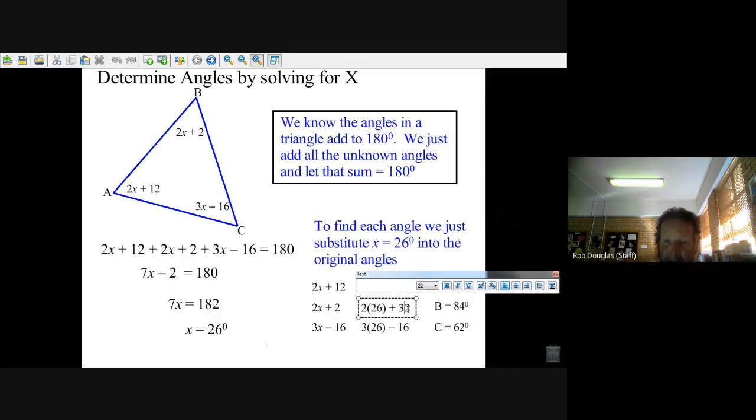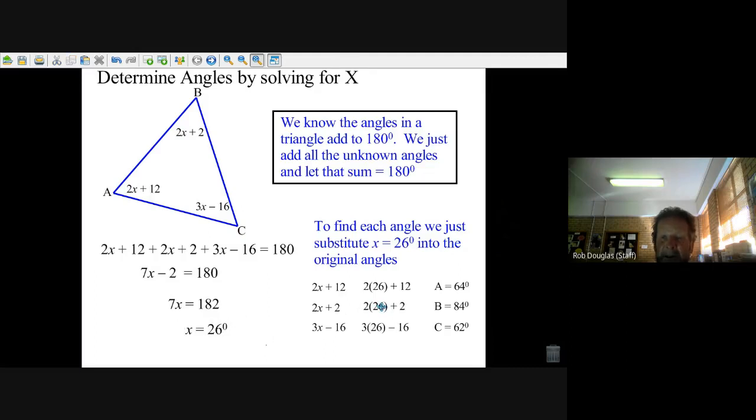2x plus 2 is 2 times 26 plus, and it should be plus 2. So it looks like there's a mistake here. It should be 2 times 26 plus 2, and that would be 2 times 26 is 52, plus 2 would give me 54 degrees. It's a good thing I did this video. I can fix up the notes that I'm going to send you. Now 3x minus 16 is 3 times 26 minus 16. That looks like it will be 62, because it's 78 minus 16, it's 62 degrees.